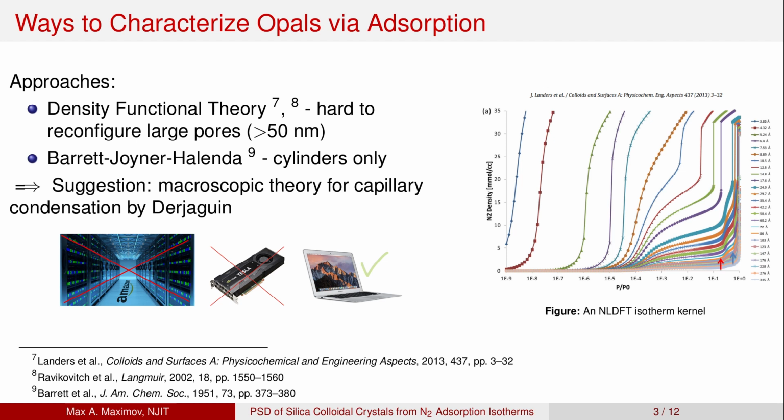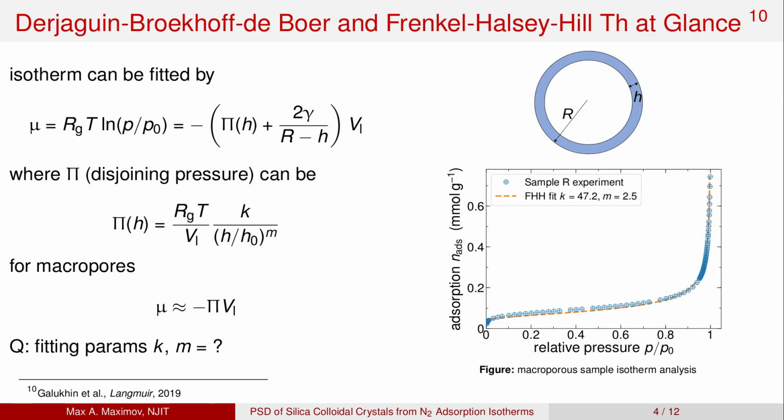As a result, we decided to use a simple model by Derjaguin, which is plain, simple, has only two parameters to fit, and is computationally cheap, so you can almost instantly get the result on your laptop. Let me first explain the theory. It consists of two parts. The main equation here is the Derjaguin-Broekhoff-de Boer theory, which explains the relations between chemical potential mu, disjoining pressure pi, and the thickness of the film h.